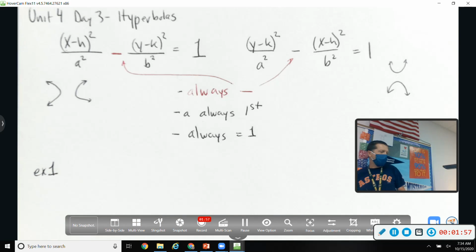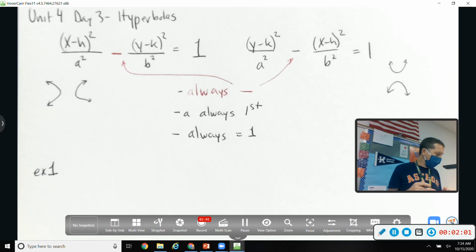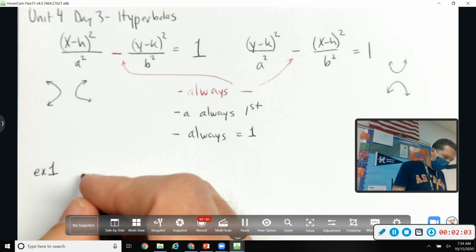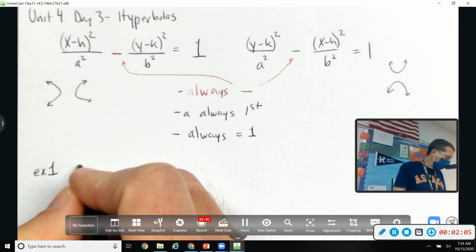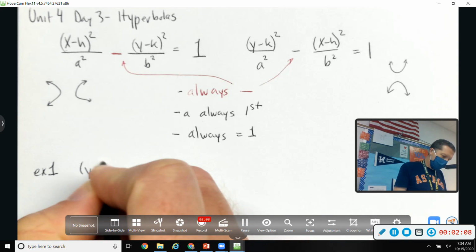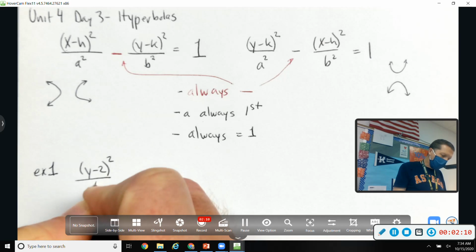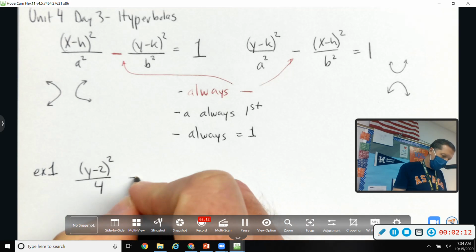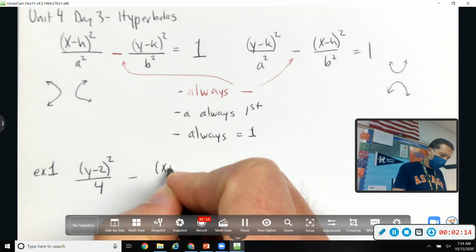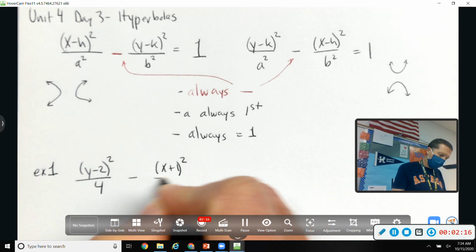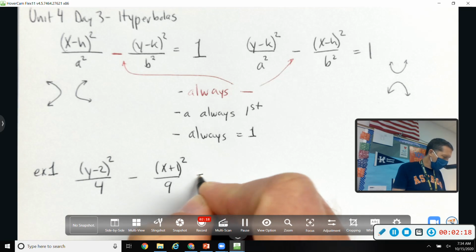All right, let's do an example. For the ellipses, remember we did one long example. Here we're going to break it up a little bit and do two examples. (y - 2)² over 4 minus (x + 1)² over 9 equals 1.